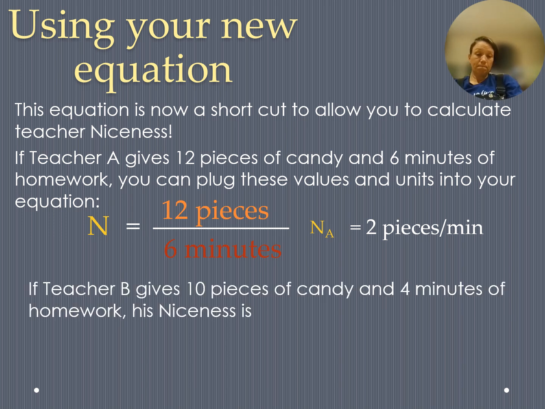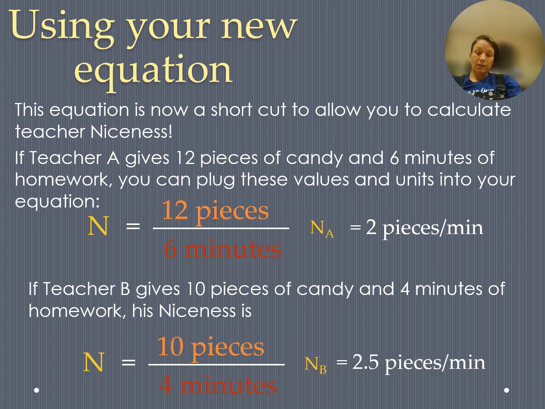2 pieces every minute. Teacher B, on the other hand, gives 10 pieces of candy and 4 minutes of homework a day. His niceness would be 10 pieces on top of 4 minutes, which simplifies down to 2.5 pieces a minute. The reason this is a cool equation is because you might not have known just instinctively which of these two teachers was nicer, but you now have conclusive proof that teacher B is nicer than teacher A.